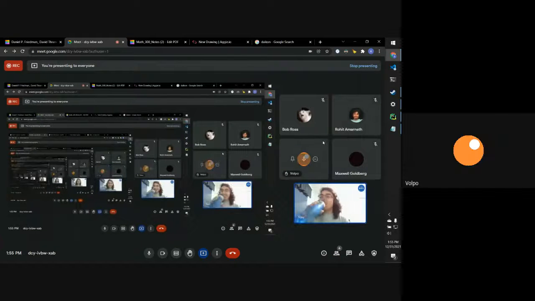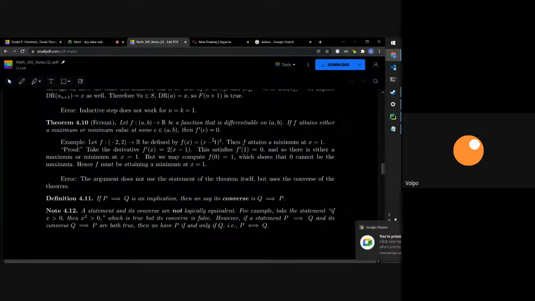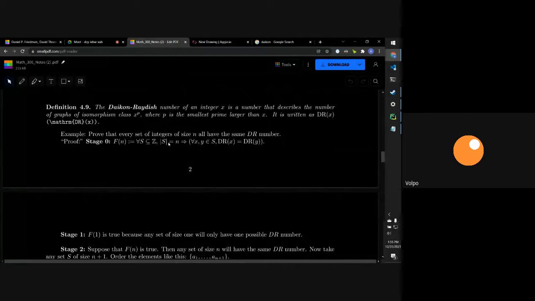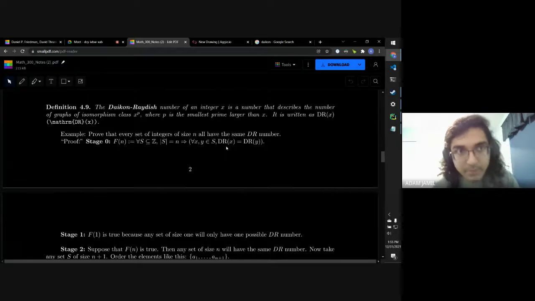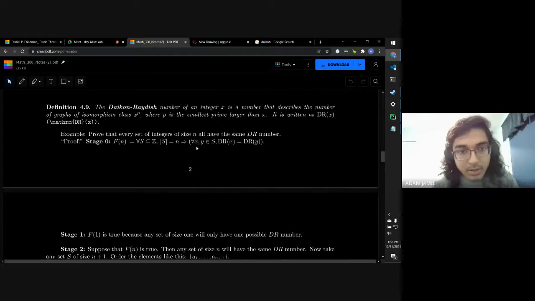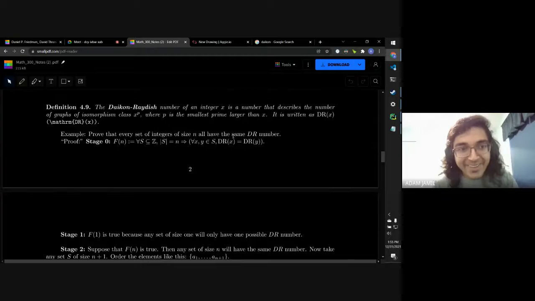Yes, it does. Beautiful. I was wondering about the daikon radish numbers. In your stage 0, it says that for any non-infinite subset of the integers, the daikon radish of all the numbers is equal. Doesn't that already prove the claim without having to do any further work? Sorry, we're just defining the statement. We're not saying it's true. Oh, yep. Never mind. That's okay. Yeah, stage 0 is just defining it, and then we're trying to prove it.